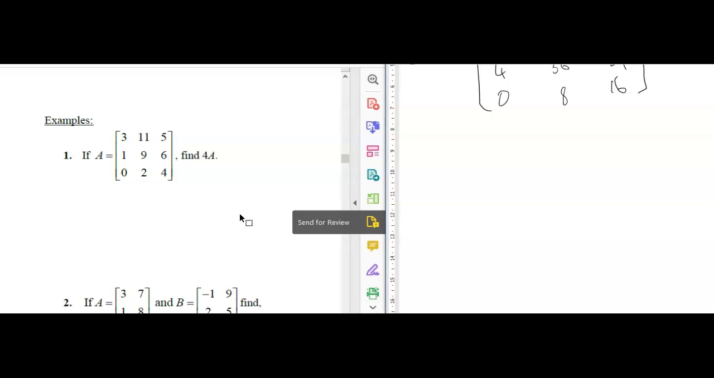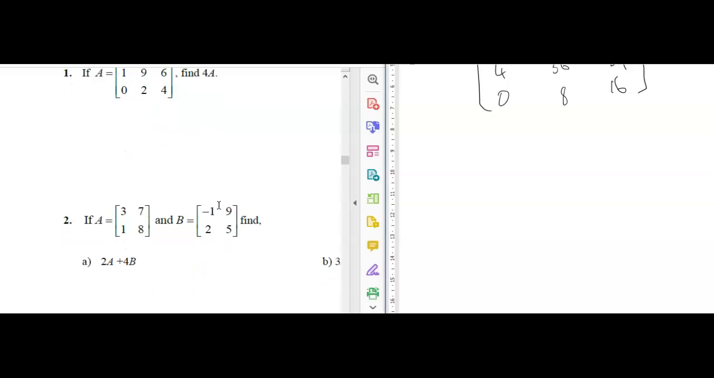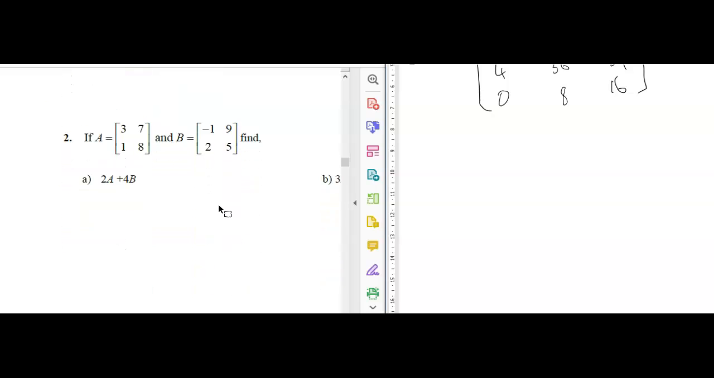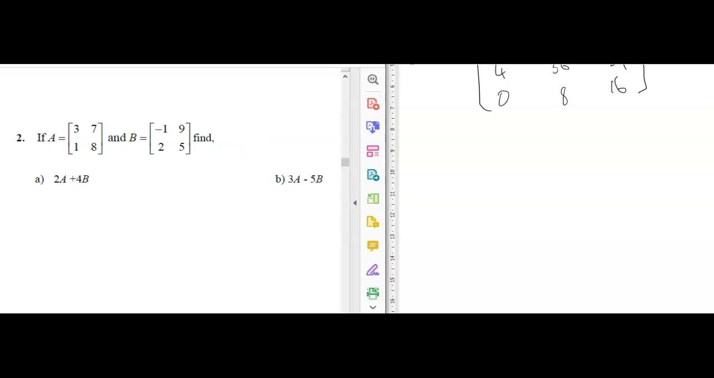But yeah, so my point was sometimes it's quicker just to do it by hand. Okay, question 2, and let's just scroll over so we can see part B. All right, I might write a bit smaller too because I might not have room. Okay, so question A, we're doing 2A plus 4B.